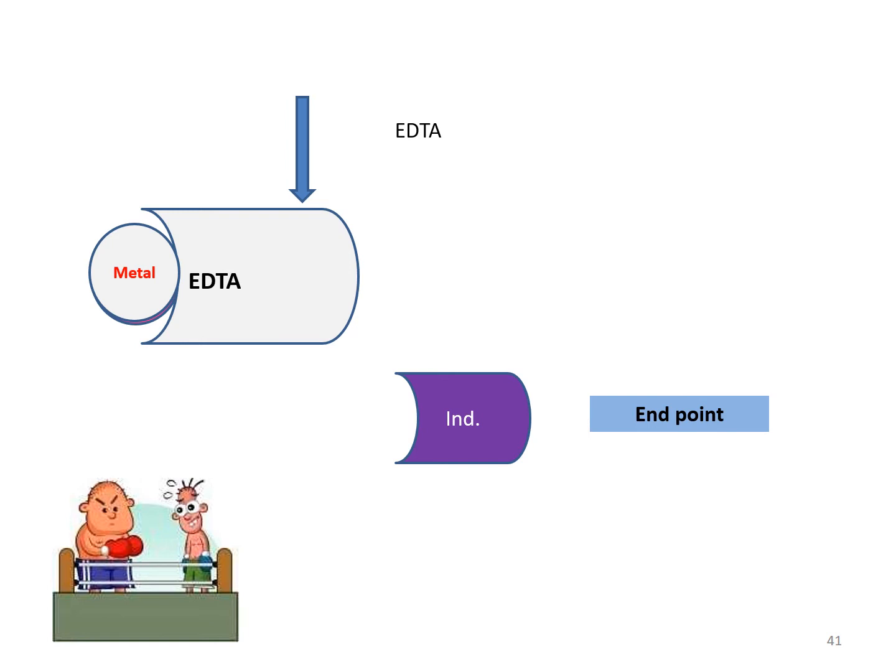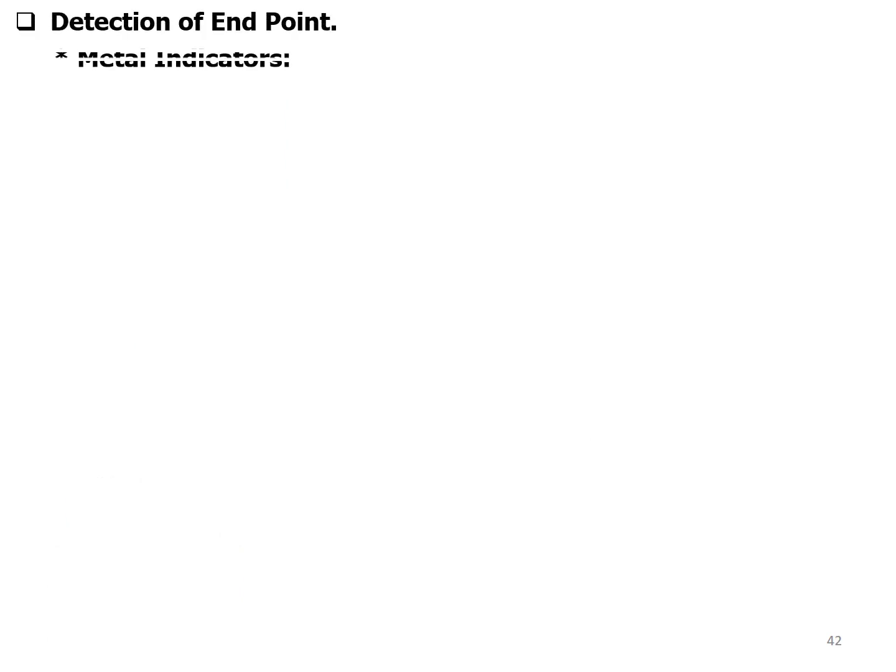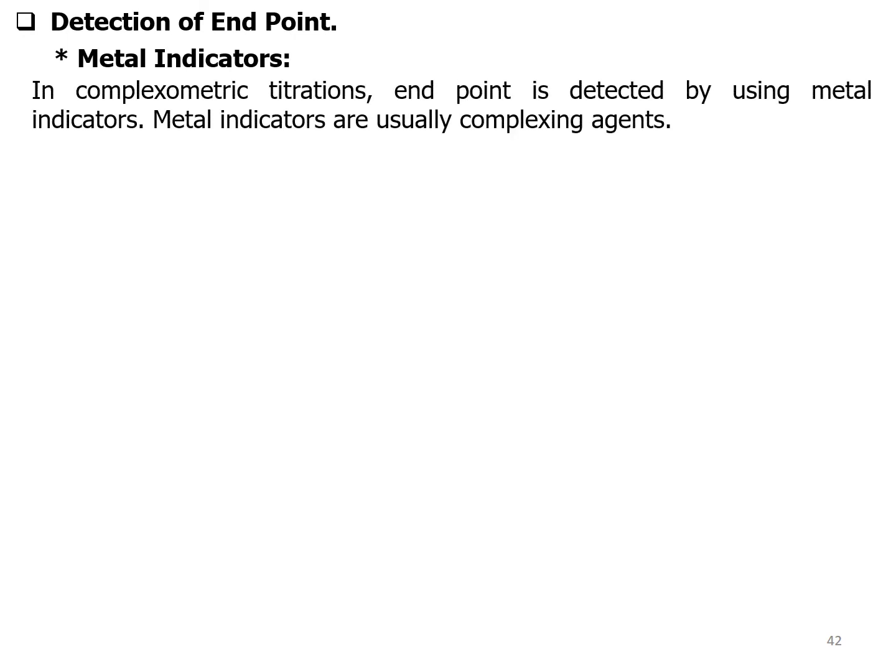Here, the indicator should have a different color than the color that it had formed with the central metal ion as a complex. This change in color resembles the end point. So, for the detection of the end point in complexometric titration, we use metal indicators. The end point is detected by using a metal indicator.